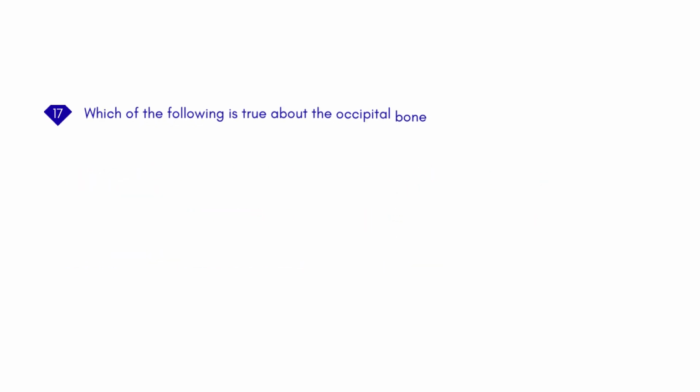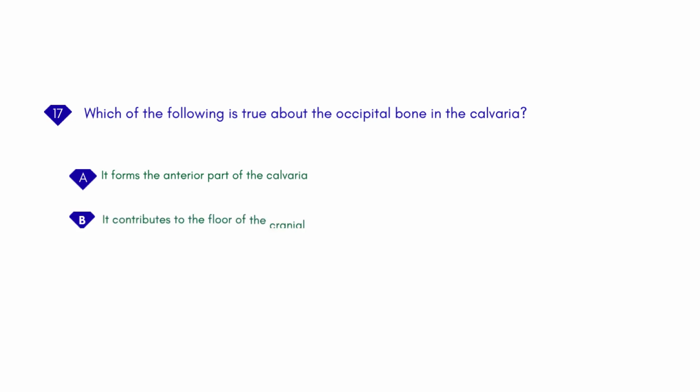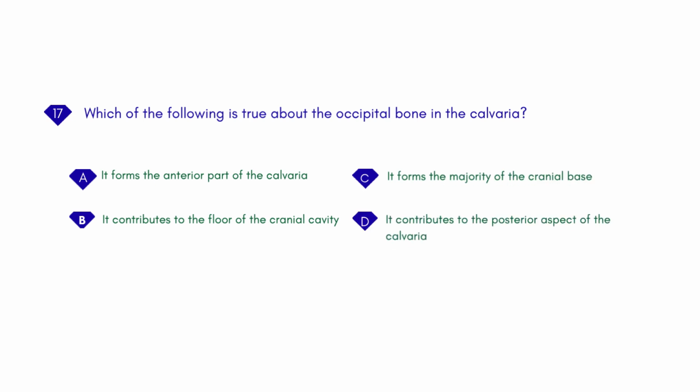Which of the following is true about the occipital bone in the Calvaria? A. It forms the anterior part of the Calvaria. B. It contributes to the floor of the cranial cavity. C. It forms the majority of the cranial base. D. It contributes to the posterior aspect of the Calvaria. Answer: D. It contributes to the posterior aspect of the Calvaria.